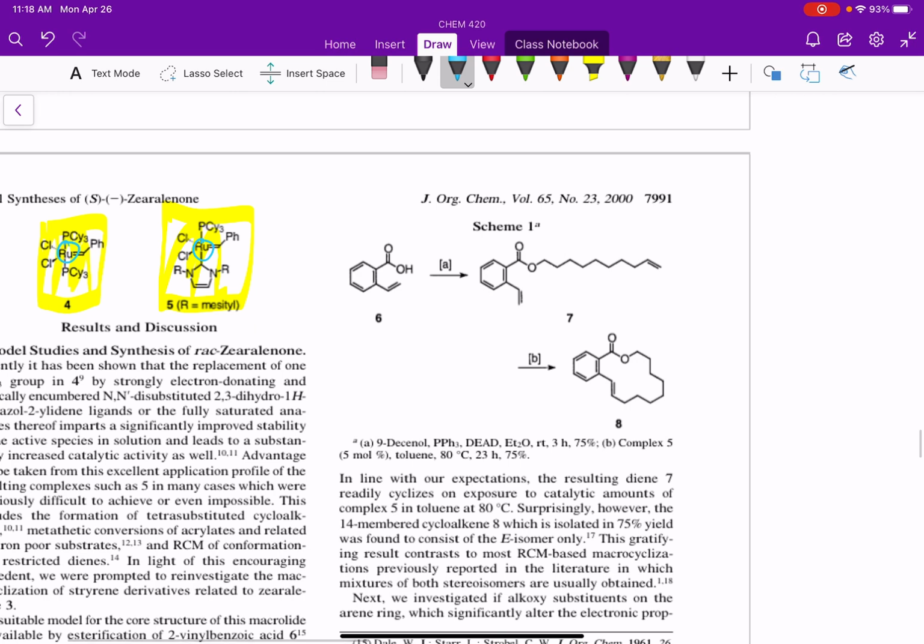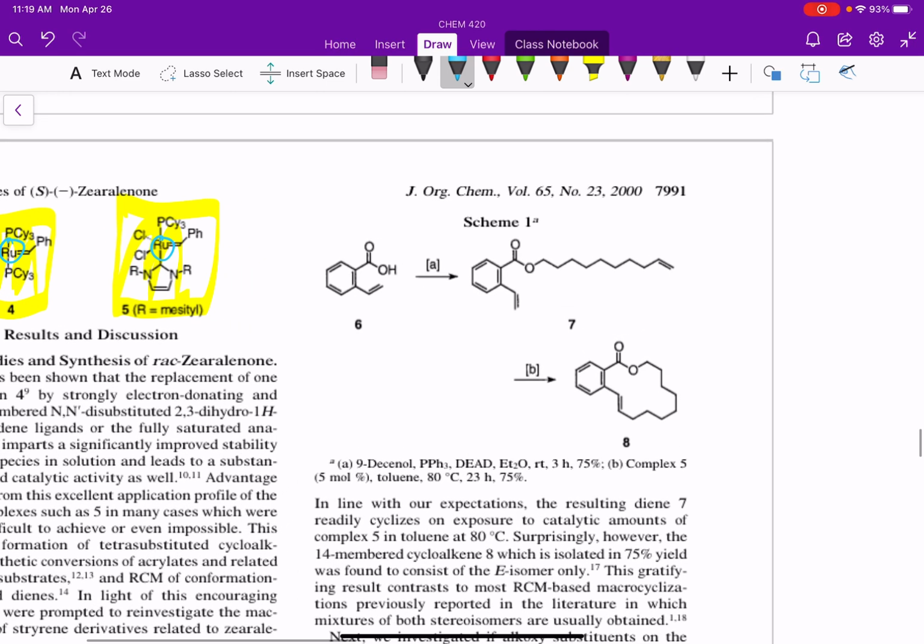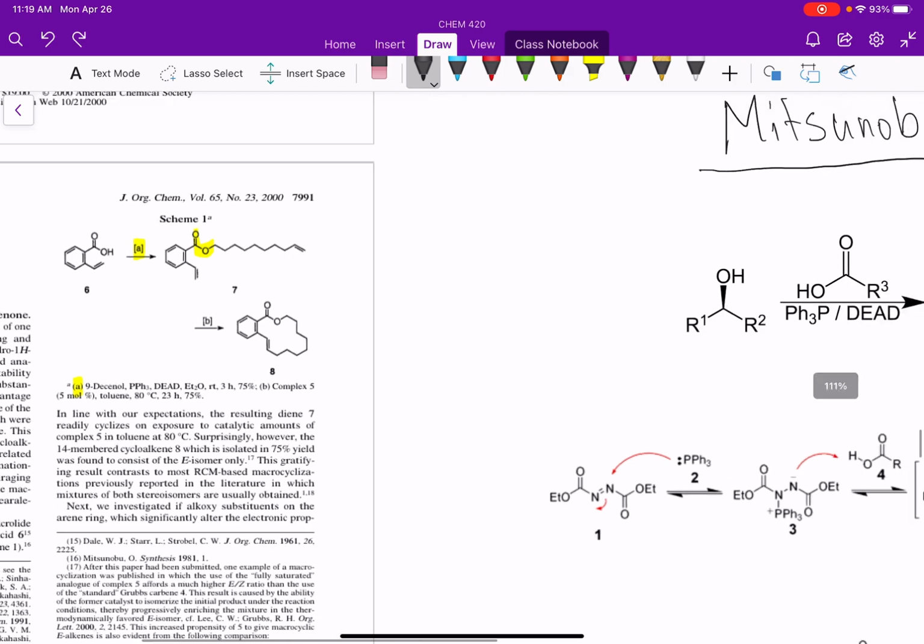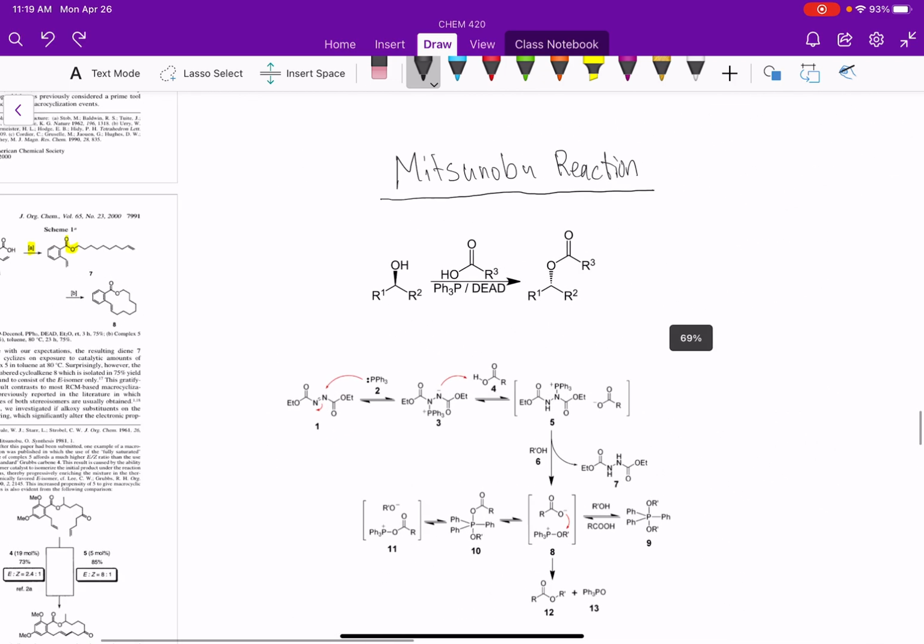So let's look at the basic sequence here. In step A, they're actually making an ester. We're used to learning that we could do this using the Fischer esterification, but it turns out the Fischer esterification is not really good when you have these long chains. The reaction doesn't work that well. So they used a different reaction called the Mitsunobu reaction.